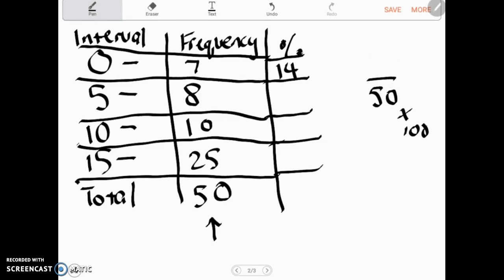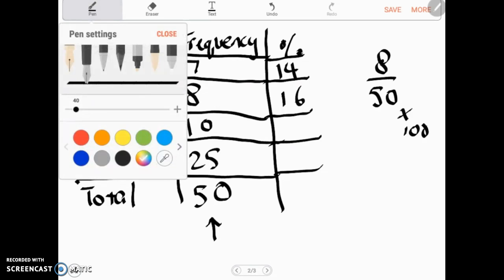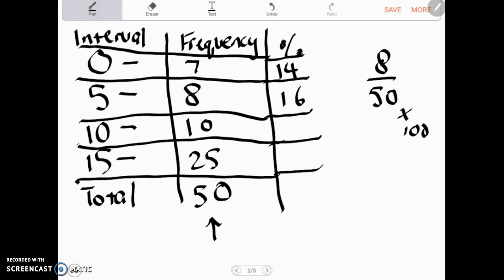8 divided by 50 is 0.16, times 100 is 16. And again, hopefully you guys are seeing a pattern here. Because we're working with 50, and 50 is half of 100, the percentages are going to be double, because they're twice the relative amount. So 7, 14, 8, 16.